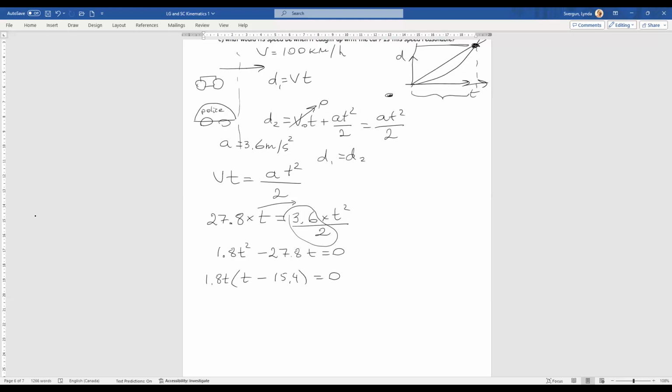So if you take outside the common term for the first two terms, how to write what is inside of the bracket? First term divided by coefficient 1.8 gives you t. Then the second term divided by coefficient 1.8 gives you 15.4. Yeah, okay. Now it makes sense. And yeah, it's opposite.